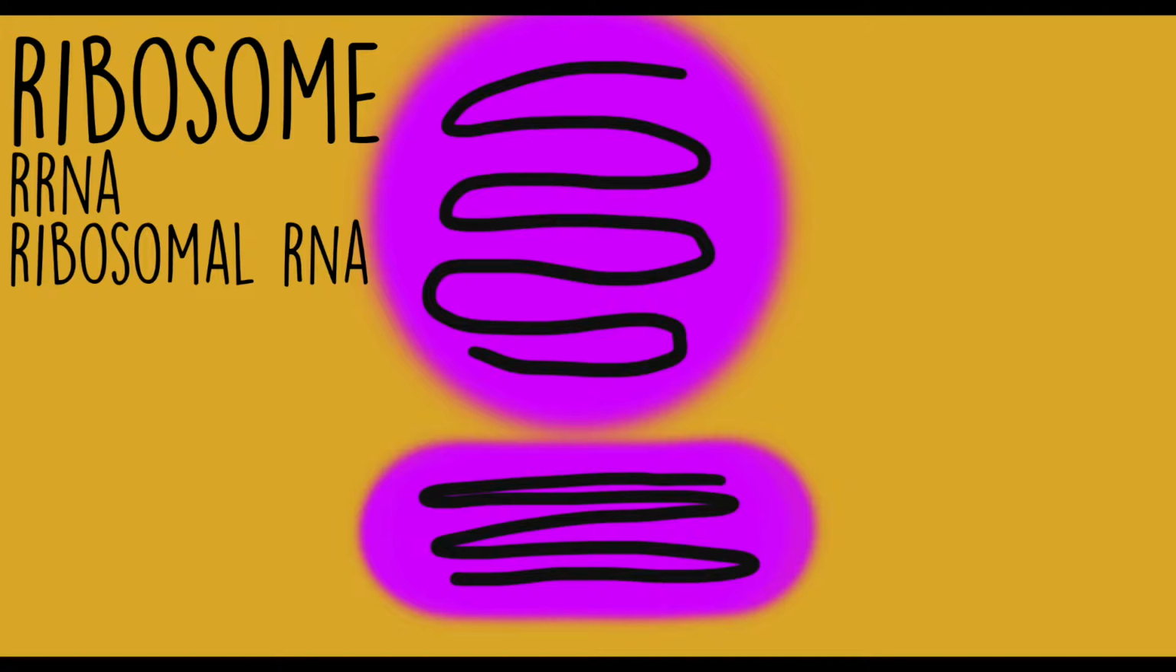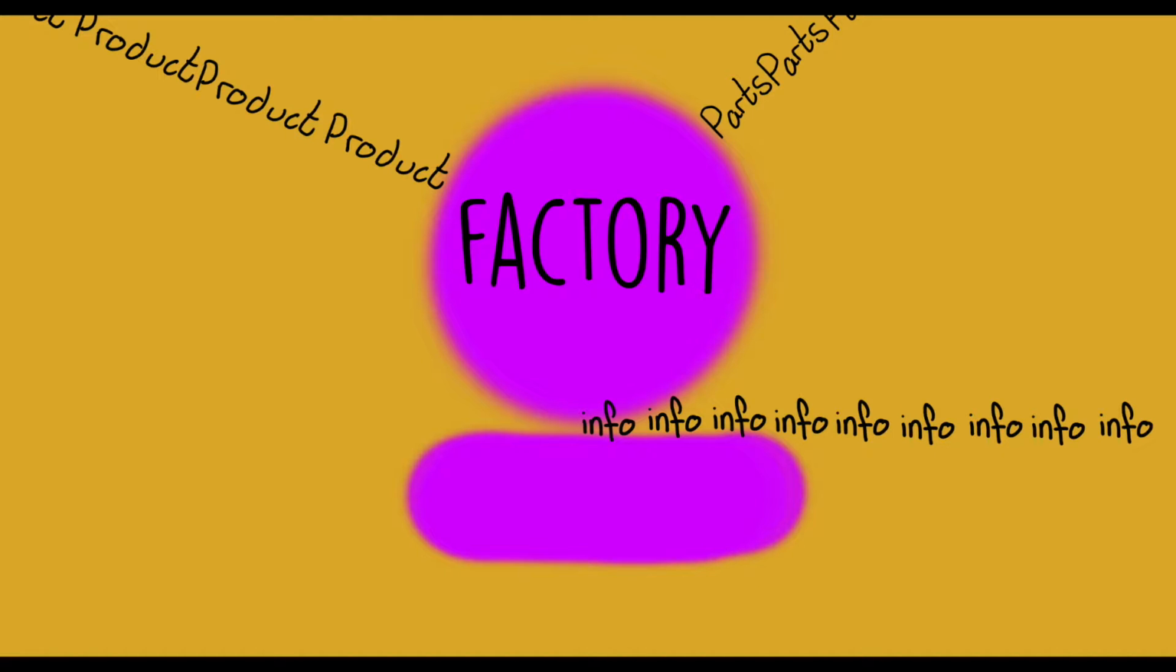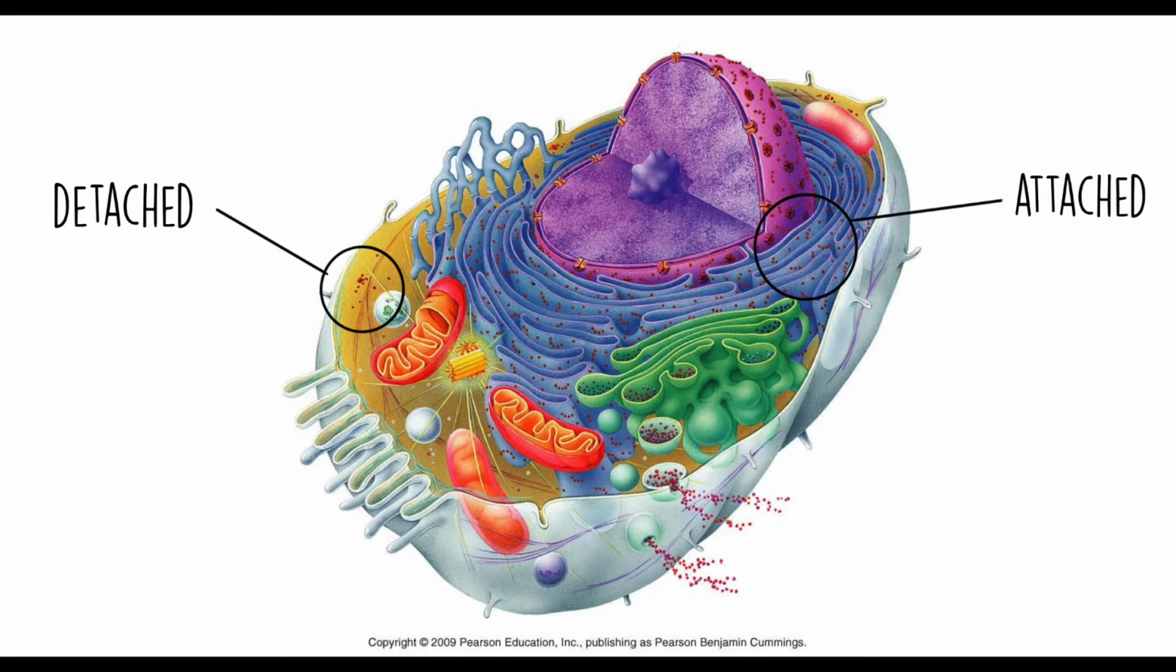rRNA, or ribosomal RNA, is a type of RNA that has been folded in a complex structure that helps to form the ribosome. It acts as a docking bay for mRNA and tRNA, allowing for messages to be read with ease. It can be known as the factory of the cell. It takes in information, imports the required parts, and creates the product.